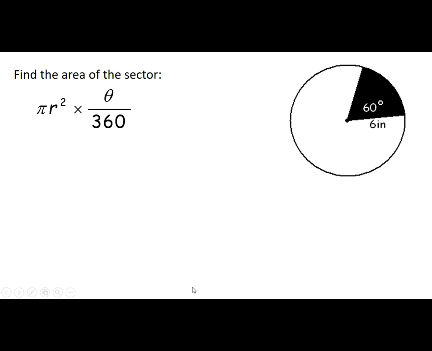All right, so practice problem. Here's the formula. Here's a picture. Find the area of the shaded sector. Okay, if we do it right, we plug in 6 for our radius, we plug in 60 for our angle, and the rest of it's just calculator work. We should end up with 18.84 square inches.